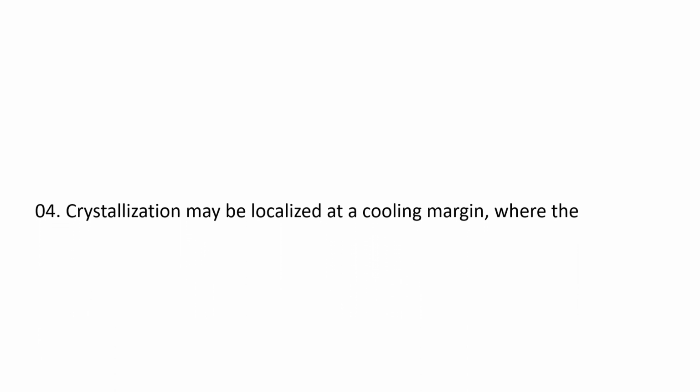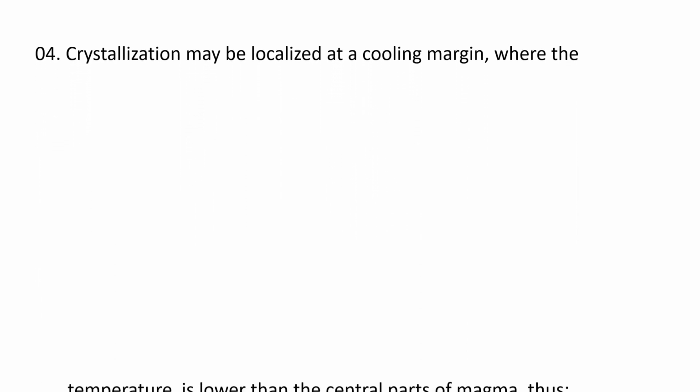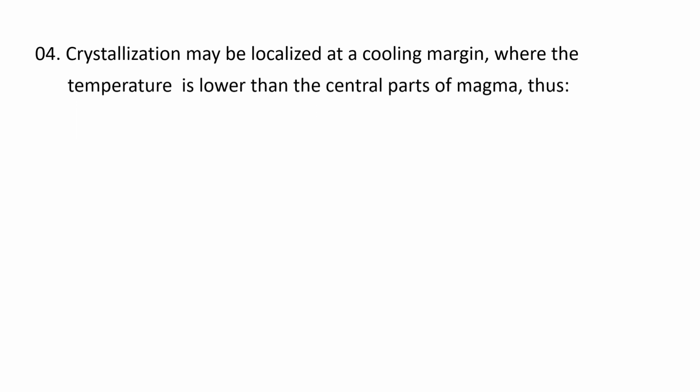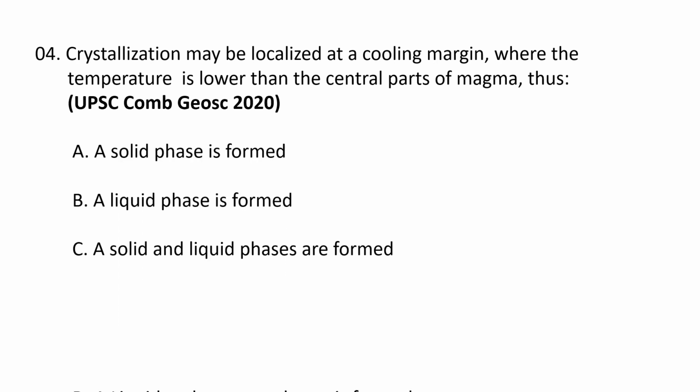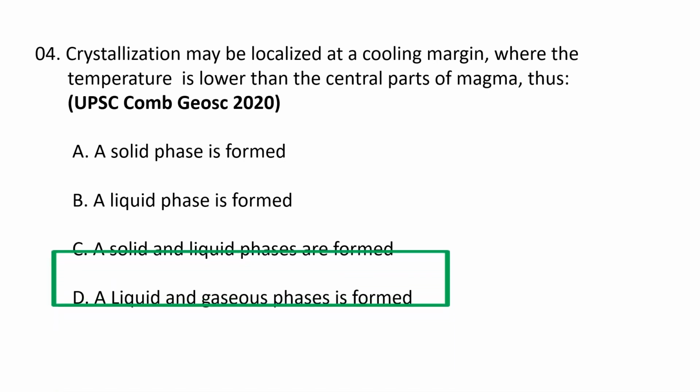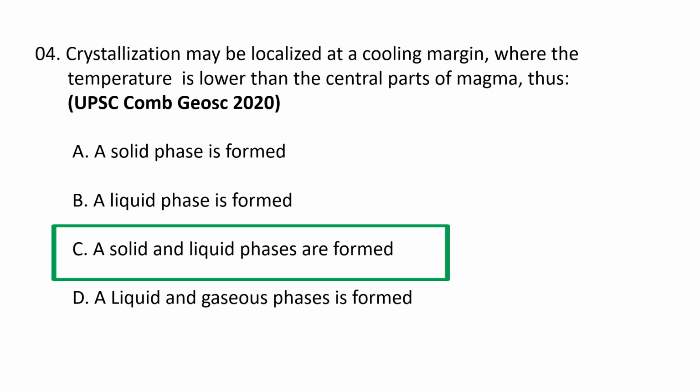Next question. Crystallization may be localized at a cooling margin where the temperature is lower than the central parts of the magma. Thus: A. A solid phase is formed, B. A liquid phase is formed, C. Solid and liquid phases are formed, and D. A liquid and gaseous phase is formed. So, crystallization may be localized at margins where the cooling is faster and the temperature is lower than the central part, and by the action of diffusion, the minerals formed during the early crystallization may be concentrated towards the margin of an igneous body, and solid and liquid phases are formed. C is the correct option.